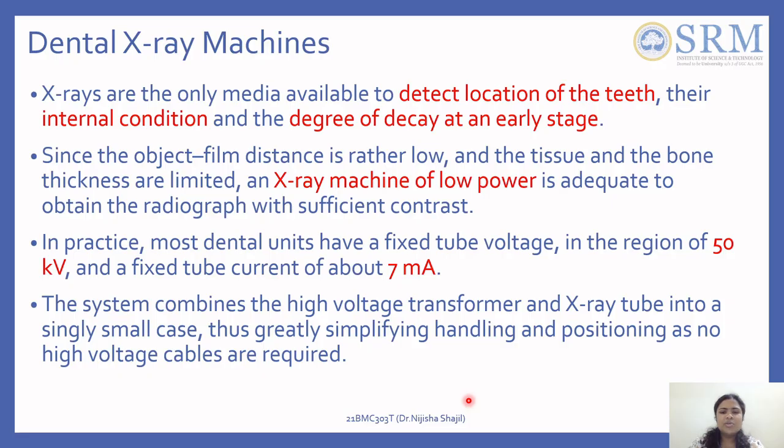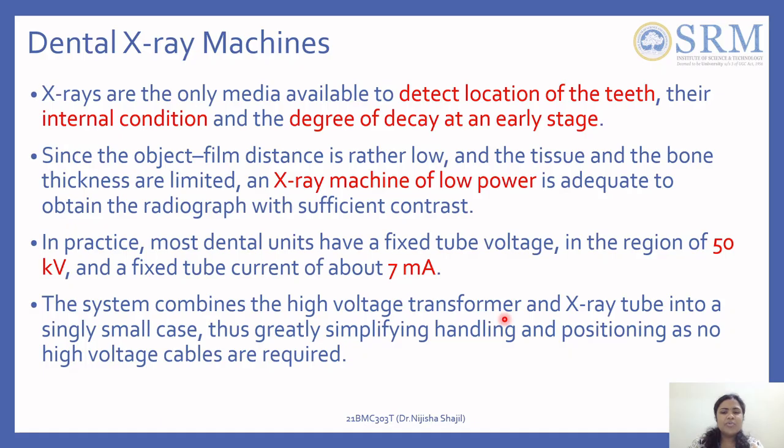Most dental units have a fixed tube voltage of around 50 kilovolts. So it is very, very minimum, 50 kilovolt with a tube current of 7 milliamperes. We have actually seen the filament current of around amperes, but here for dental X-rays, it is all in a milliampere system. This also has a high voltage transformer because we're talking about kilovolts. But the thing is, everything becomes very compact.